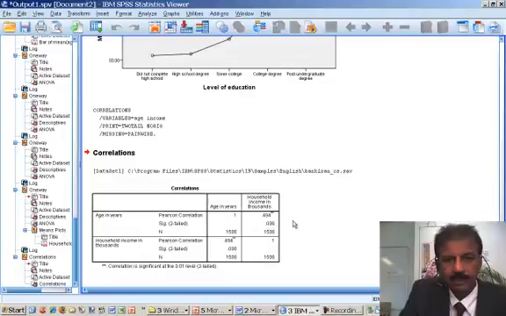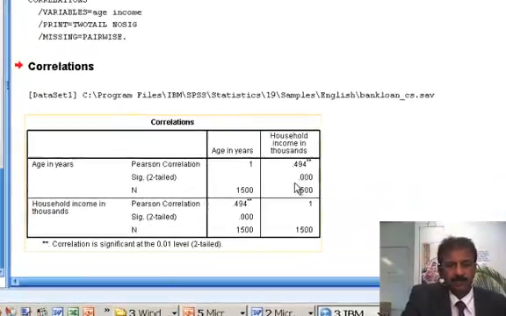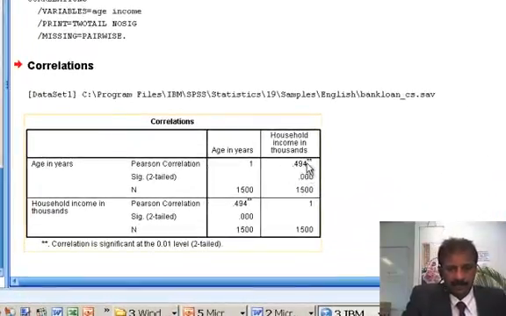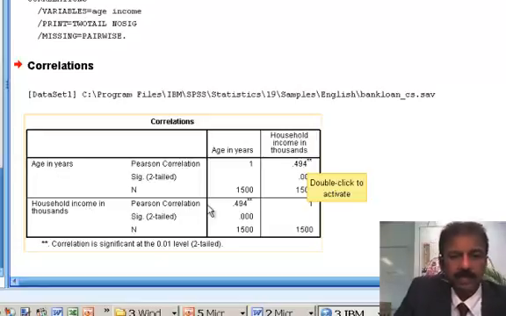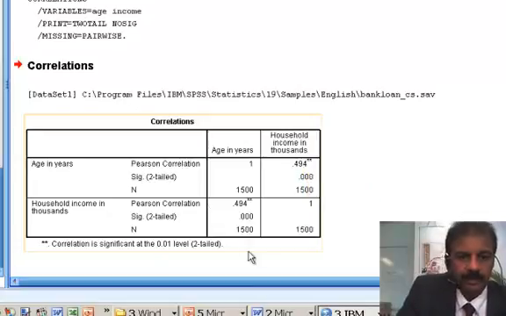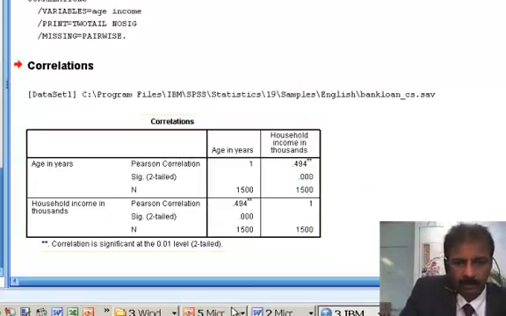Now what is it telling me here? First I look at the stars. It says yes, there are two stars. And what it says here, literally at a 0.00 level, there is a strong correlation between the age of a person and their household income. That means the older they are, the higher their income. Okay, now let me take you to your PowerPoint slide.